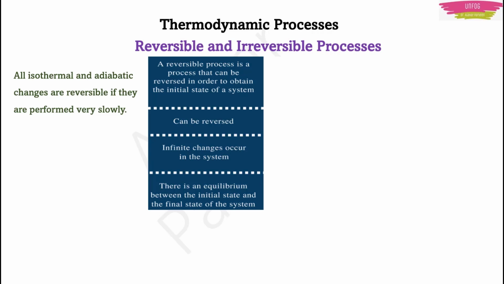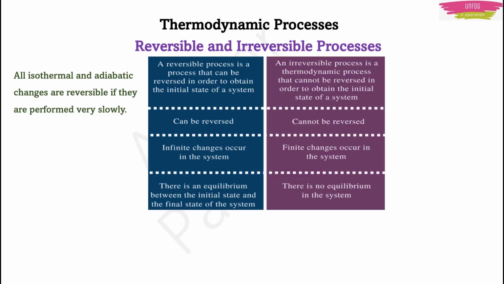Now in contrast to a reversible process, what is an irreversible process? Obviously it will be the opposite, right? An irreversible process is a thermodynamic process that cannot be reversed in order to obtain the initial state of a system. And here only finite changes will occur. So, though finite changes occur, you cannot achieve the initial state. And there will be no equilibrium in this system.